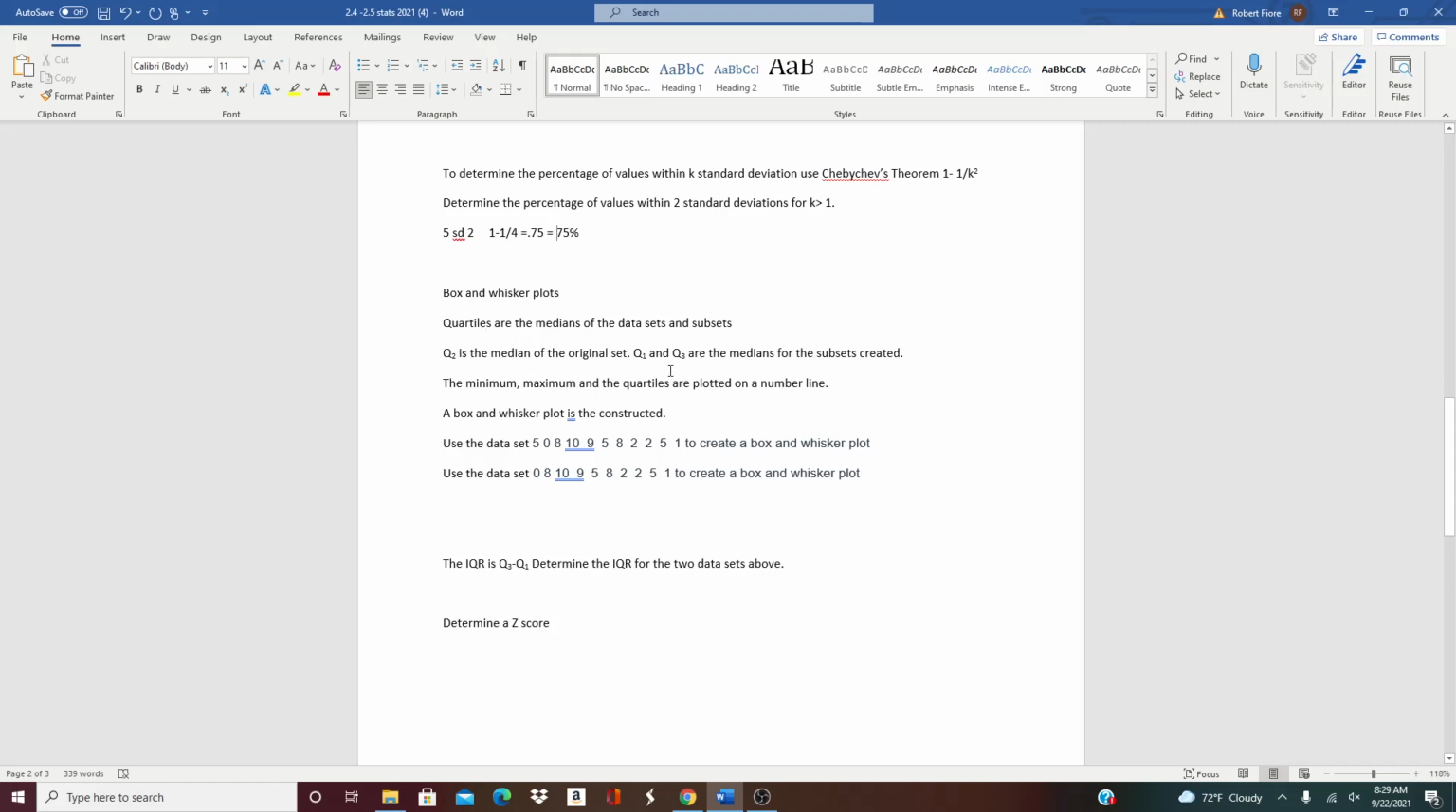In a box and whisker plot, we're going to have these values called quartiles as Q1, Q2, Q3. Now, Q2 is going to be the median of my original set. Q1 and Q3 are going to be the medians of the subsets that are created. The minimum and maximum values of the quartiles are plotted on a number line. So we're going to construct a box and whisker plot for this set of data values right here.